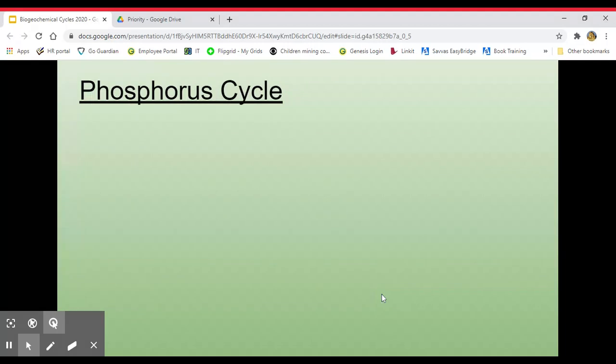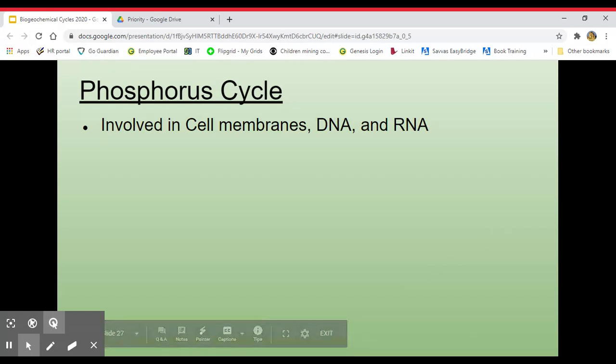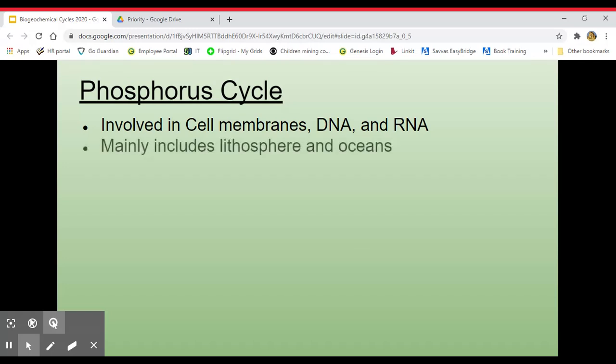All right, so we are going to begin with the phosphorus cycle. The phosphorus found in our bodies is mainly going to be involved in cell membranes, DNA, and RNA. It is involved in making up that semi-permeable membrane, like you will learn next year. It's also in the backbone of the DNA and the RNA. So the phosphorus is mainly going to be used at the cellular level within our bodies.